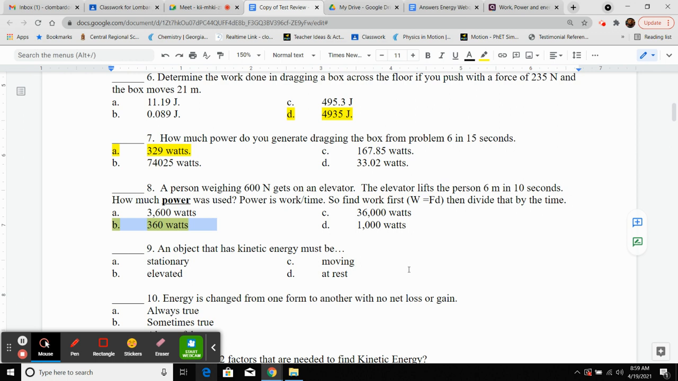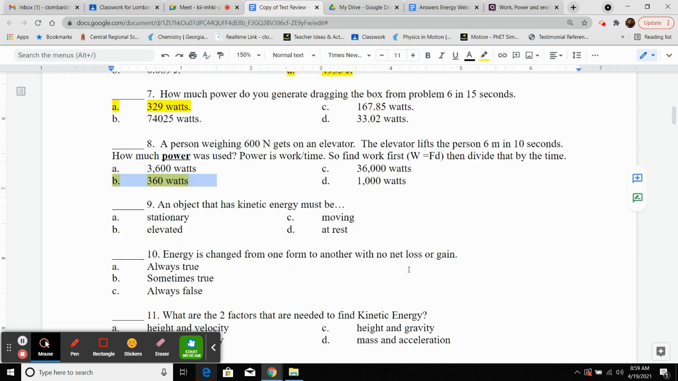Now, in number 9, an object that has kinetic energy must be doing what? You guys should be able to know that one. What would that be? Kinetic has to be doing what? Moving. Good. All right.